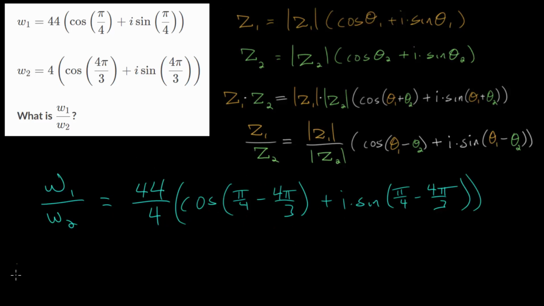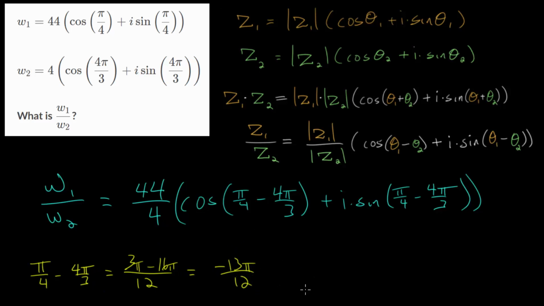So let's work on the angle first. We have pi over 4 minus 4 pi over 3. We will give this a common denominator of 12, meaning we multiply top and bottom here by 3. So we have 3 pi. And top and bottom of this second expression by 4, meaning we have 16 pi. And this will simplify to minus 13 pi over 12.